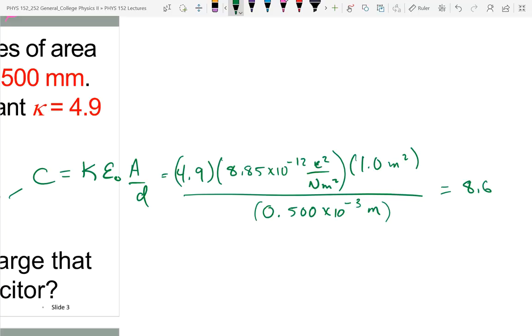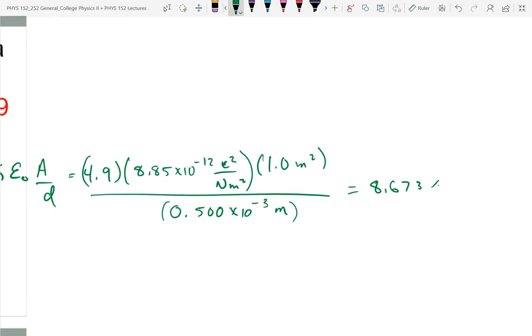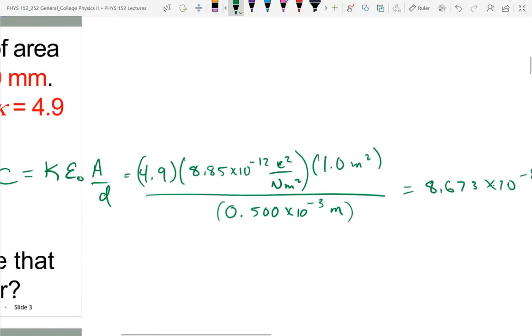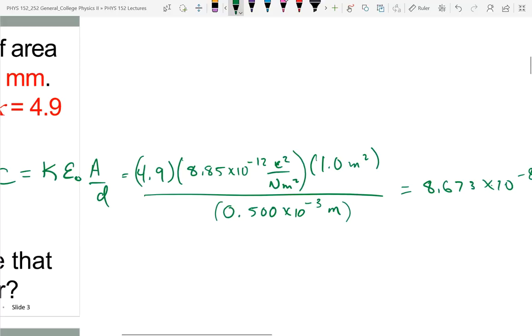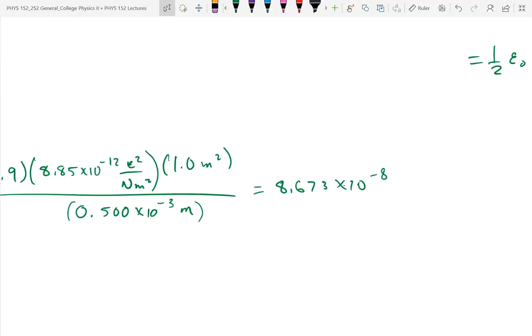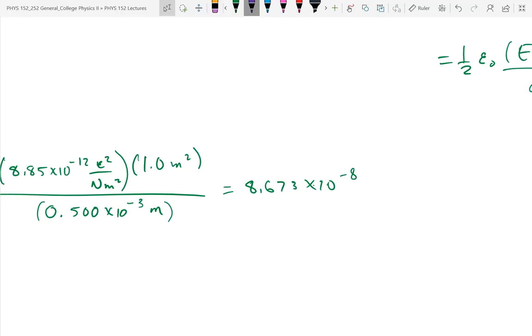Times 10 to the negative. And my units here are going to be, I don't think I ever talked about the units of capacitance. So let's look at what the units are and then see if we can simplify. So meters squared and meters squared, those cancel. And so I have Coulomb squared per Newton meter, or Coulomb squared per joule. And you know what we never write? That. What we write as is farads.